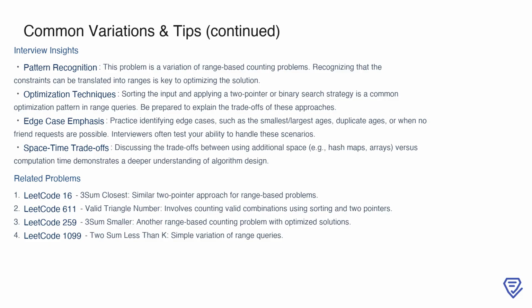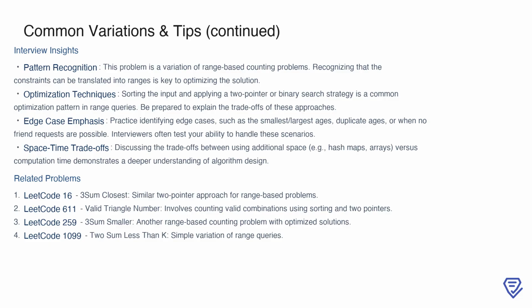Interviewers often emphasize edge cases, so make sure to practice identifying scenarios like the smallest or largest ages, multiple people with the same age, or cases where no friend requests are valid. Demonstrating your ability to handle these gracefully is key to impressing your interviewer. Additionally, discussing space-time trade-offs shows a deeper understanding of algorithm design. For instance, using hash maps or arrays for frequency tables might increase memory usage but can significantly reduce redundant calculations.